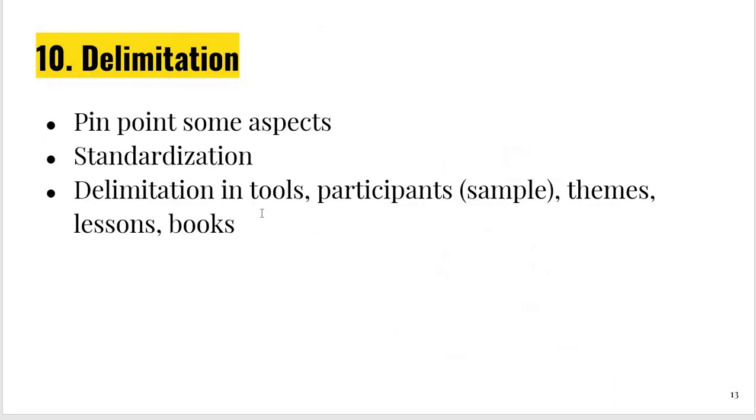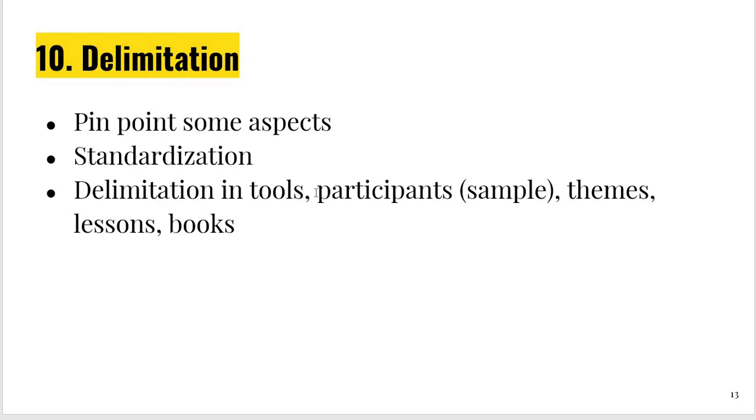Delimitation. One person cannot cover all aspects and all population in this world. So you will have to pinpoint some aspects. Suppose there are millions of poems. You will choose 10 poems. This is delimitation. Then again, delimitation is you have chosen, suppose, Renaissance period poetry, or you have chosen Pakistani poets, or you have chosen translated work. Standardization, that all works would be standardized.